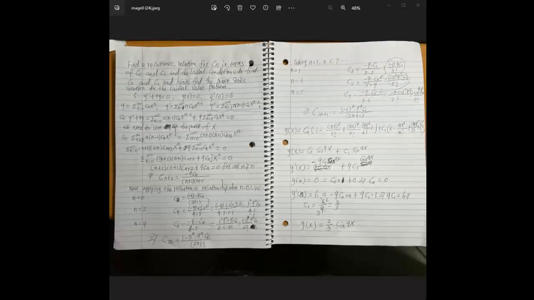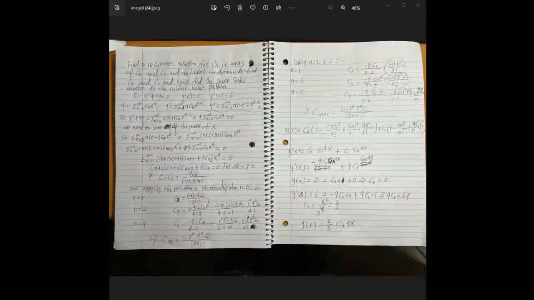Okay, thank you. So today I present problem 13.5: find a recurrence relation for Cn in terms of C0 and C1, use the initial conditions to find C0 and C1, and then find the power series solution to the initial value problem. The equation is y double prime plus 9y equals 0, with initial values y of 0 is 0, y prime of 0 is 6.